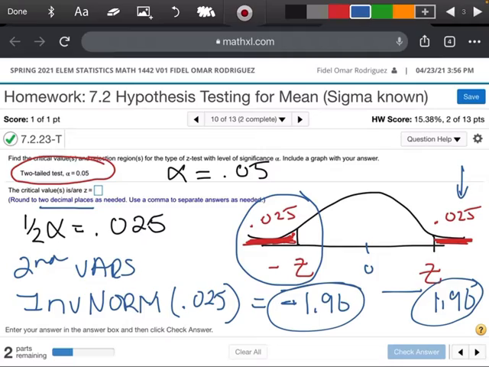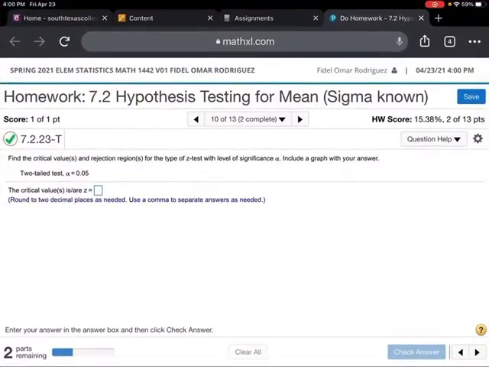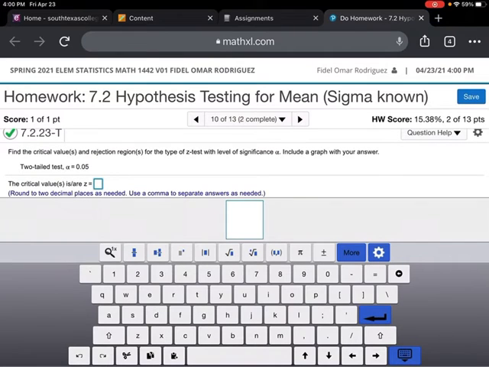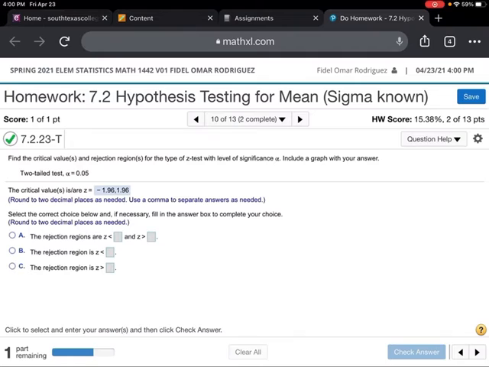So we're coming up with 2 answers. I'm going to put those answers in right here. So let me come back to my problem. Here we go. So let's see, negative 1.96, and it says separated by a comma, so there's my comma, 1.96, and I'm going to check my answer. Perfect. Okay, now it's asking me, what about these rejection regions, okay?